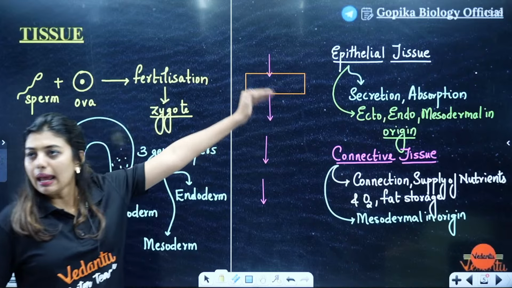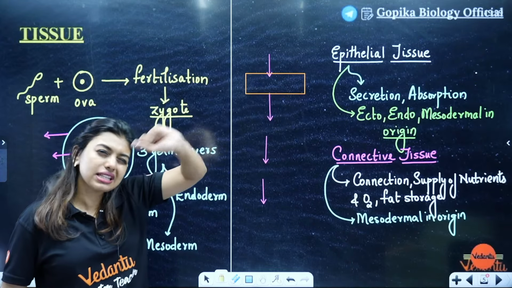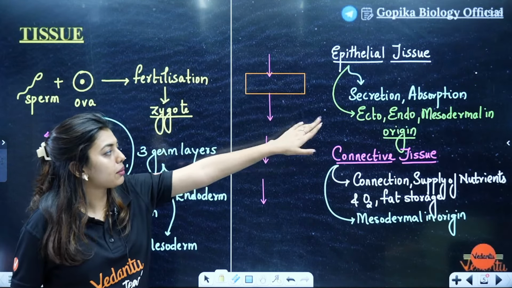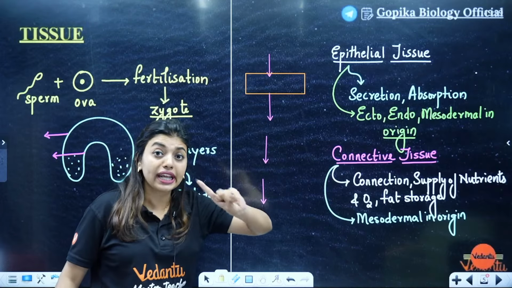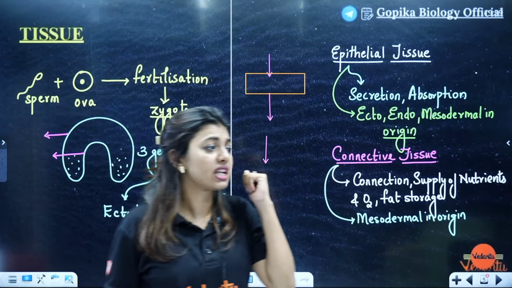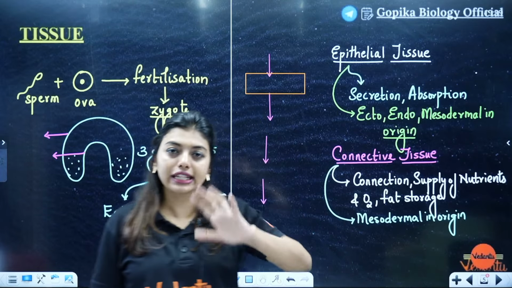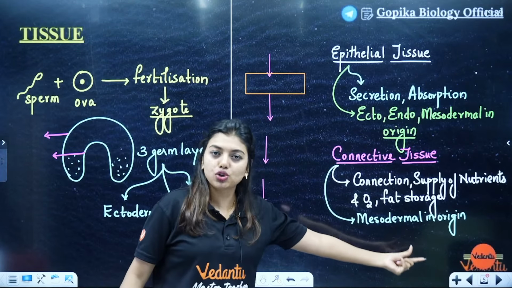So this is clear. Epithelial tissue: secretion, absorption, a slight protection. Ectoderm, endoderm and mesodermal in origin. Connective tissue: connection, supply of nutrients, fat storage. They have specialized connective tissue. So like that, many functions are there. And they are mesodermal in origin, okay?